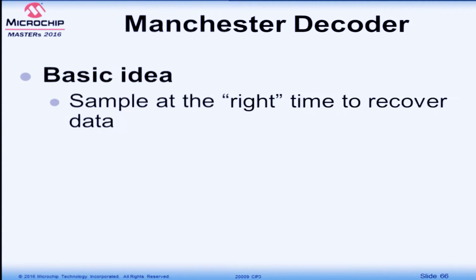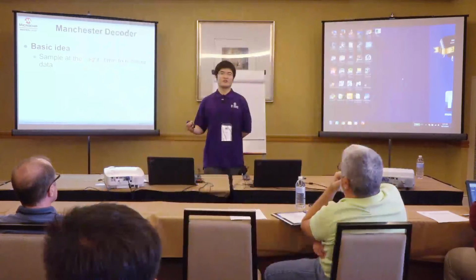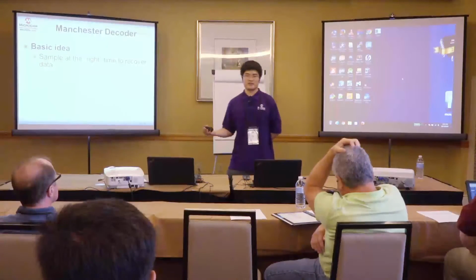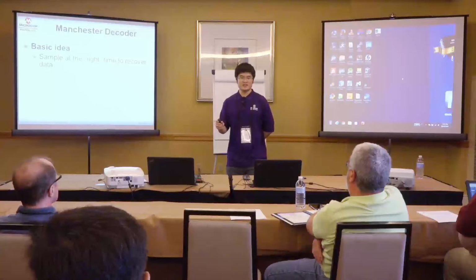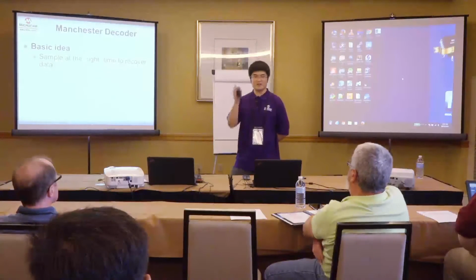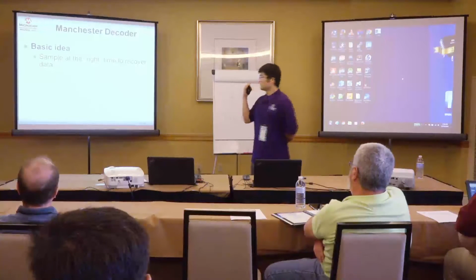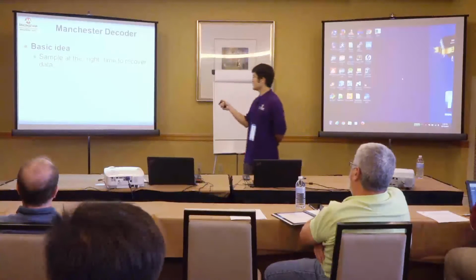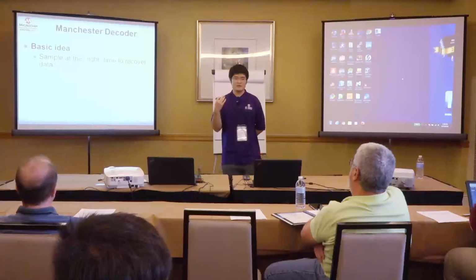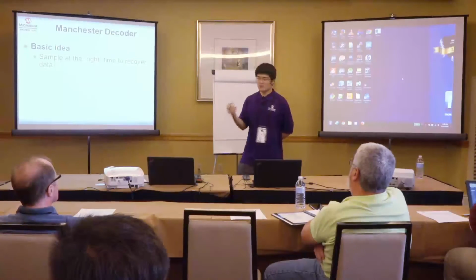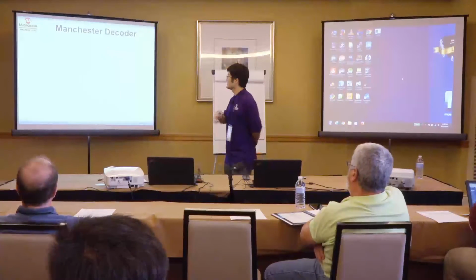Okay, so how are we doing this? Well, the basic idea is, because it's Manchester code, I will always have a transition happen for each bit, either a falling edge or a rising edge. If I can figure out a way of sampling the data at the right time, then I might be able to recover the data. So what do we mean by the right time?